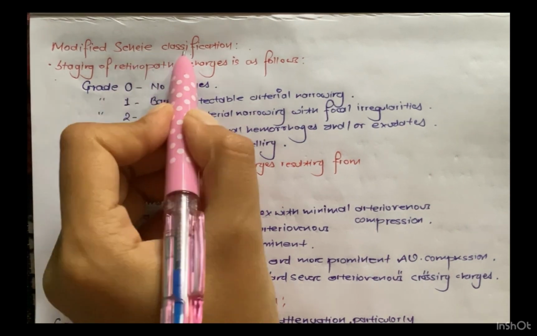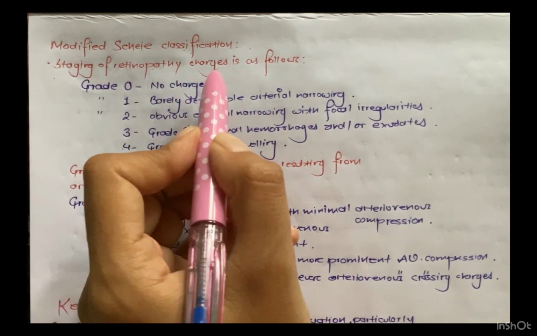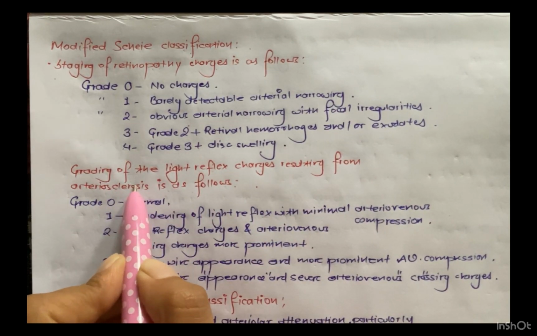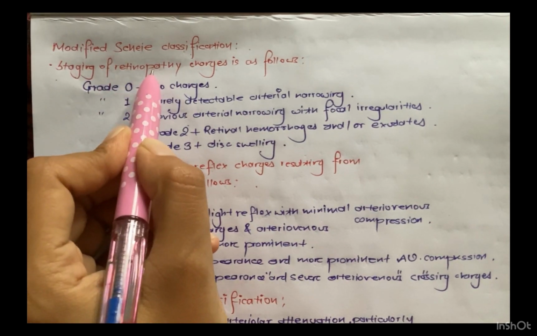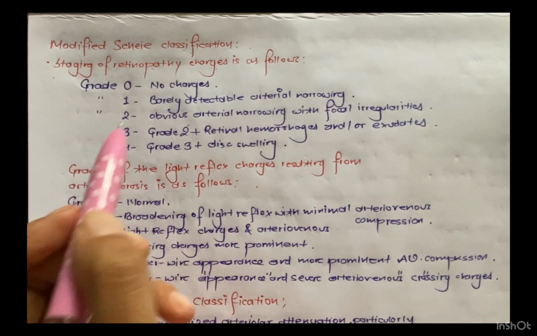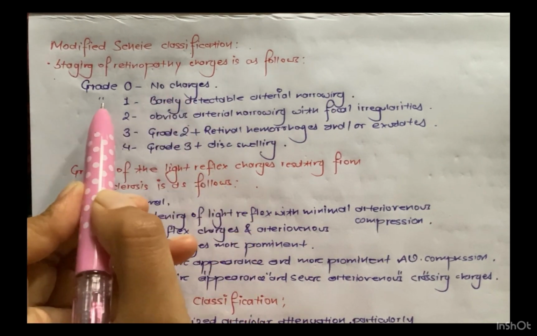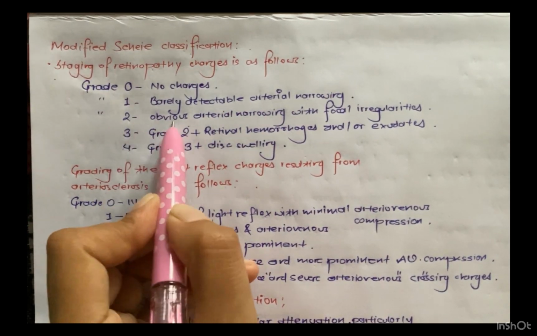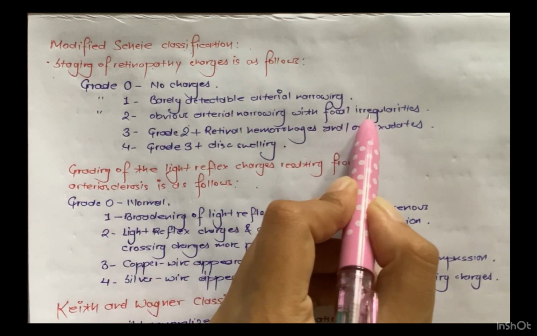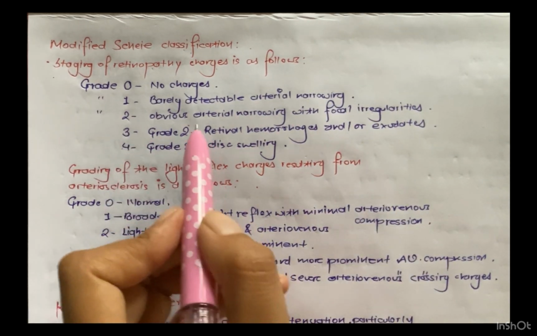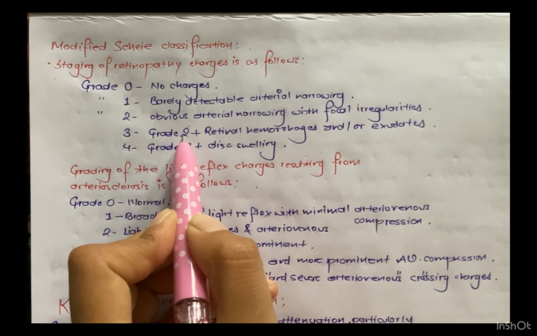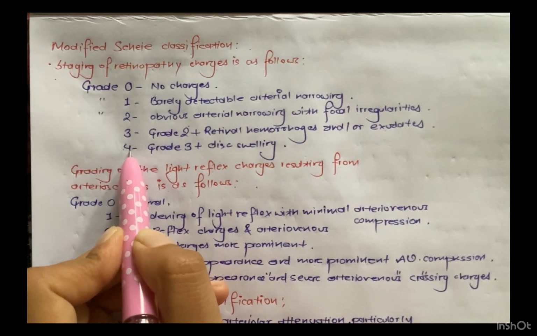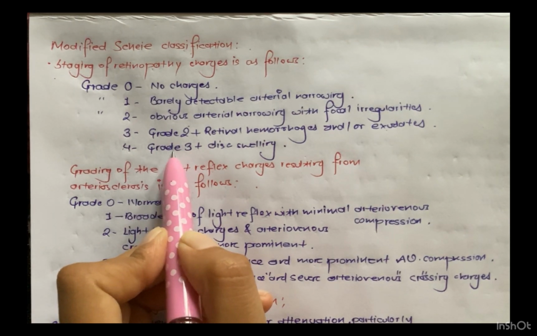In modified Scheie classification, there is staging of retinopathy changes and there is grading of the light reflex changes resulting from arteriosclerosis. Now talking about the staging of retinopathy, there is grade 0, 1, 2, 3 and 4. In grade 0, there is no change. In grade 1, there is barely detectable arterial narrowing. In grade 2, there is obvious arterial narrowing with focal irregularities. In grade 3, there is presence of grade 2 and there is also presence of retinal hemorrhages and exudates. And in grade 4, there is presence of all features of grade 3 and there is disc swelling as well.